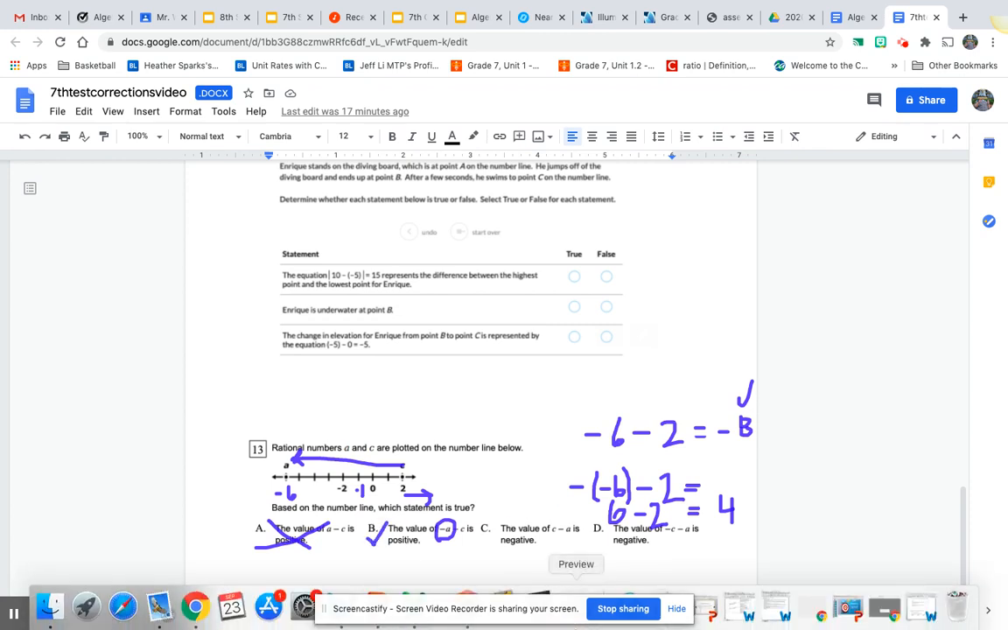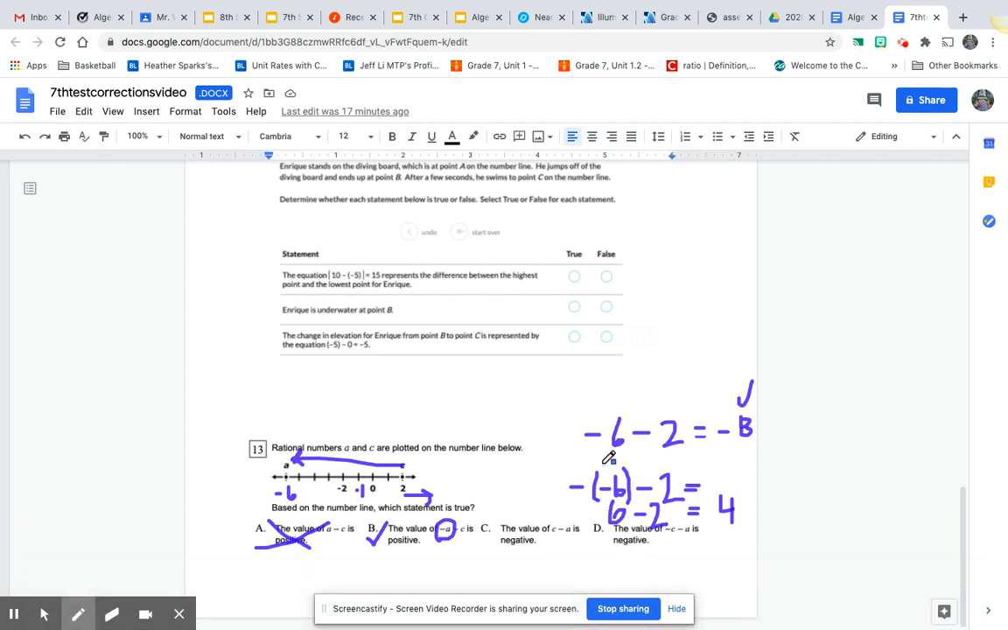It kind of helps out sometimes just to put the numbers in for those letters and then substitute that number into the equations that they have in the problem in your options. So wherever you see a C, put 2. Wherever you see an A, put negative 6. That'll help you out.